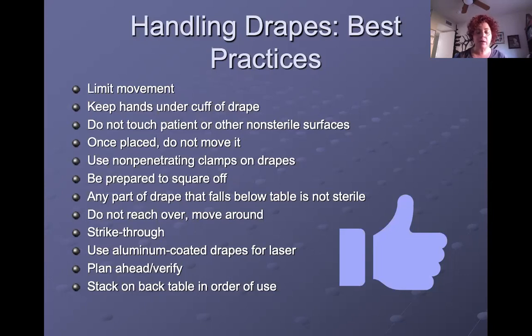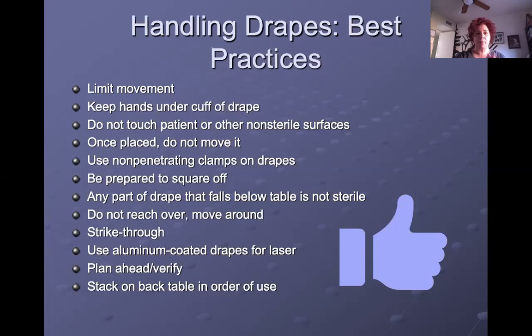Remember that any part of the drape that falls below the table is not sterile. We already talked about that, right? Makes total sense. Anything that falls away from the edge is a no-go. When we are draping, we do not want to move across an area that's not sterile.